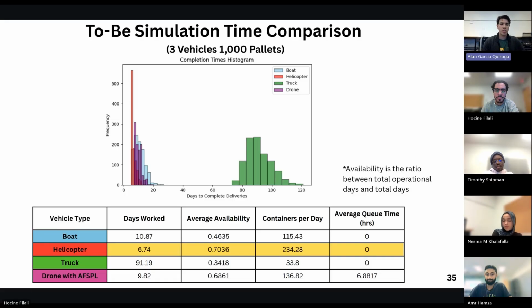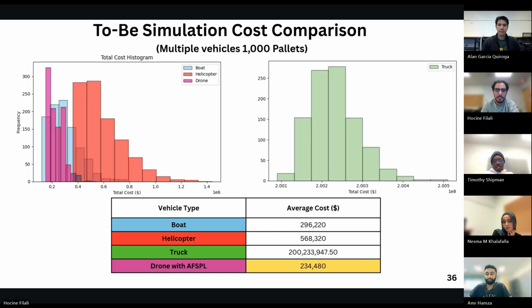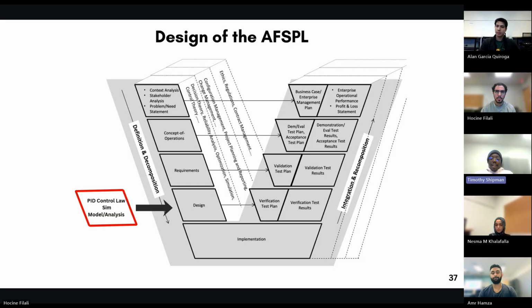Here are the results. As we can see, the helicopter is the best method, having the shortest time and the best availability. However, the drone is the second best and actually manages to hit all the targets that we set at the beginning. Here we can see that the drone manages to be the cheapest option at only $234,000, with the helicopter being twice as expensive.